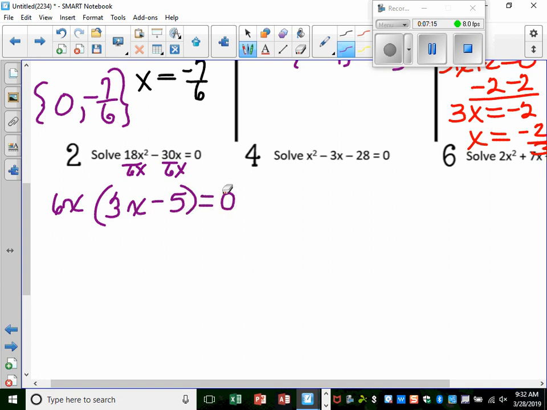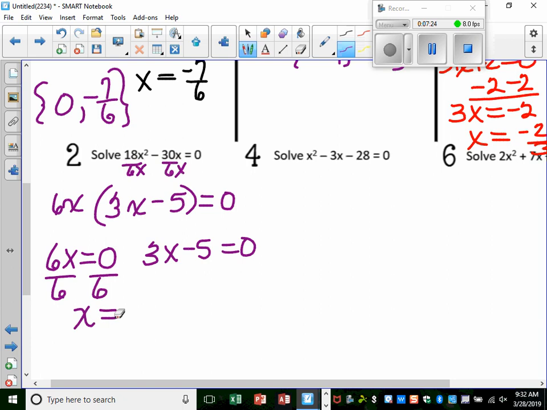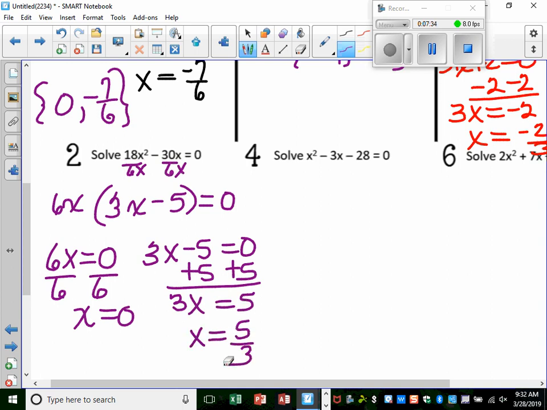Set those factors equal to 0. Okay, so when I divide by 6, this is just going to give me 0 over here. Add 5 and divide by 3. Okay, then I use my set brackets and say 0 and 5/3. Okay, so I'm going to let you finish up 4 and 6. And then after that, you're just going to follow the agenda.